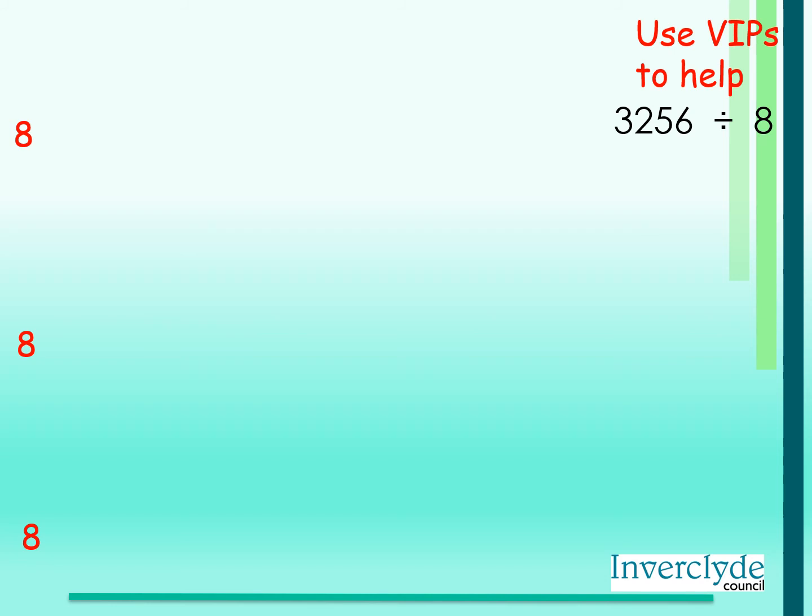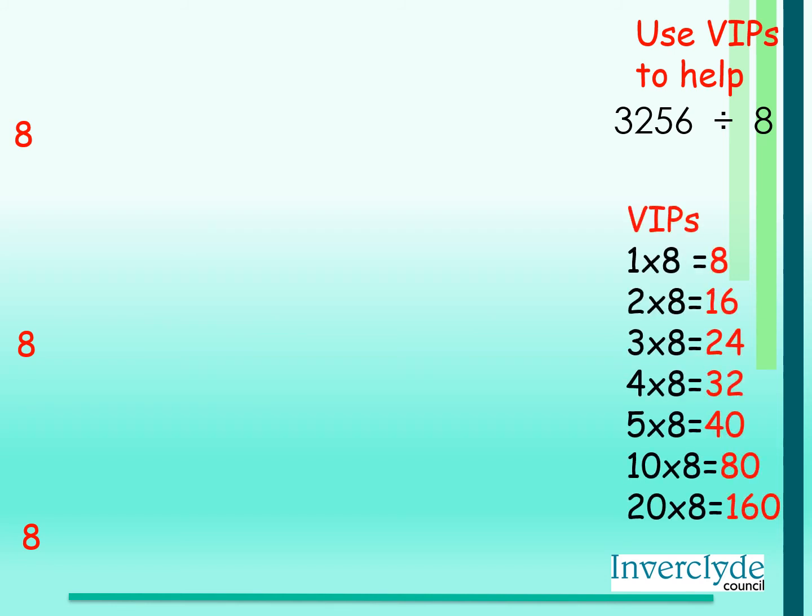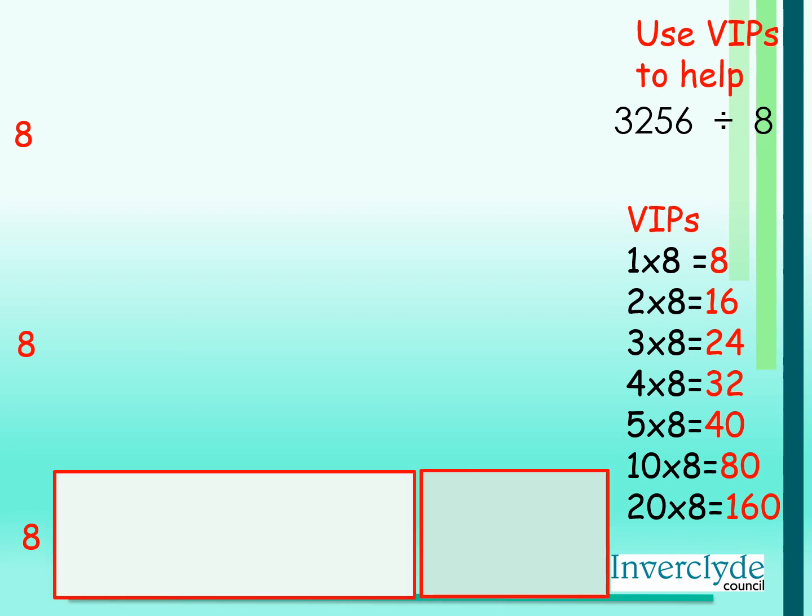Did you use your VIPs to help you? Here are some of the ones that might have come to mind. Here's my area model. I'm going to partition my number into 3,200. Can you see 32 hiding in that number and 32 in the VIP's products numbers? 56 is my second way of splitting up the number. I can't see that in my very important products, but I do know that it's in the 8 times table.